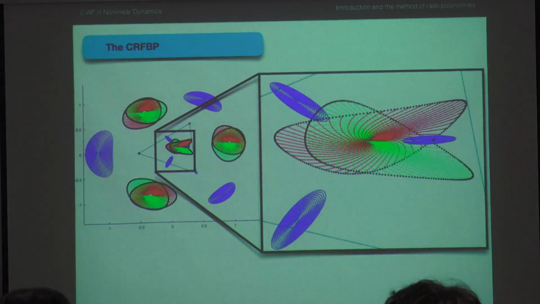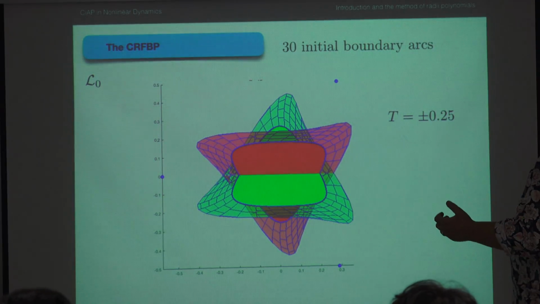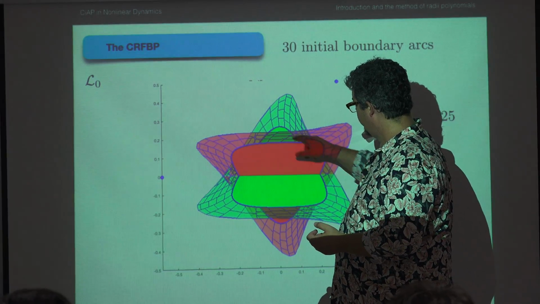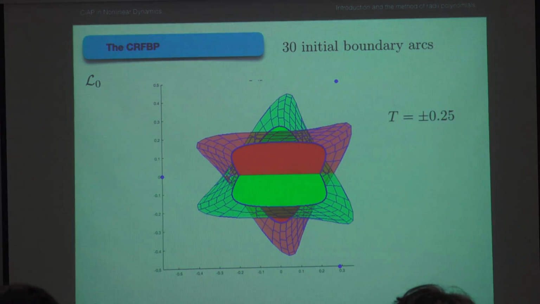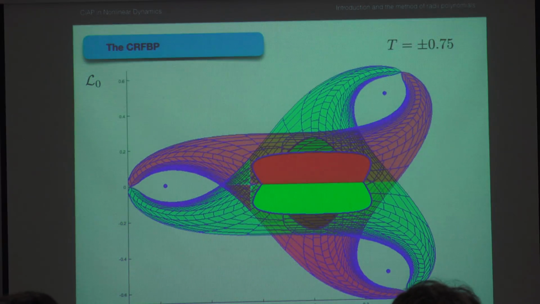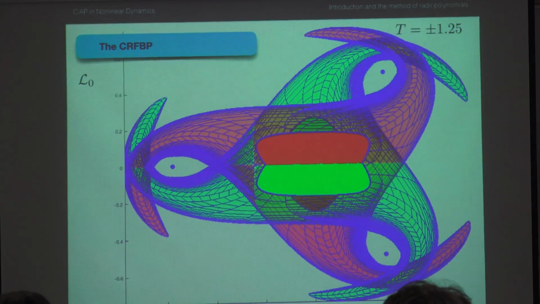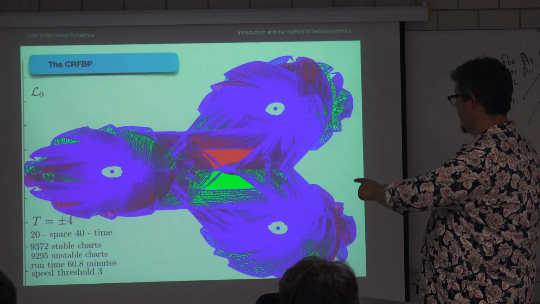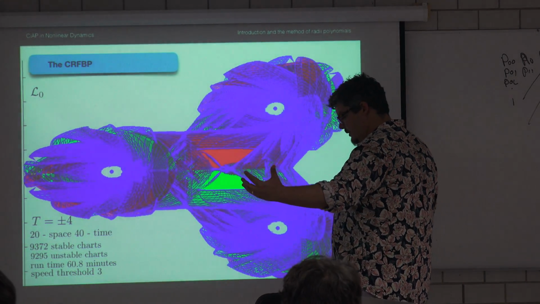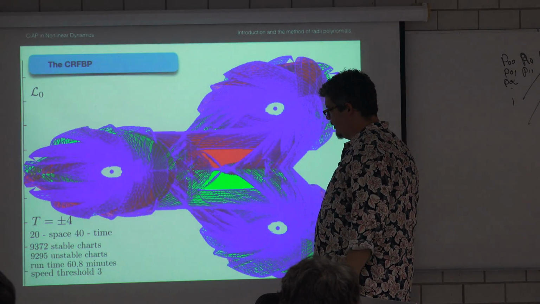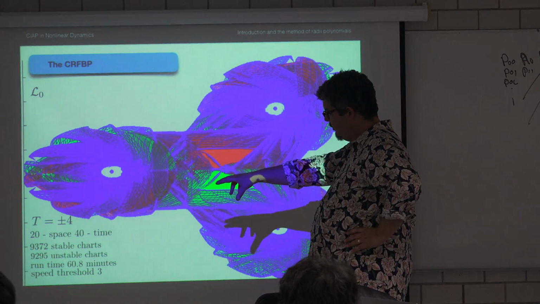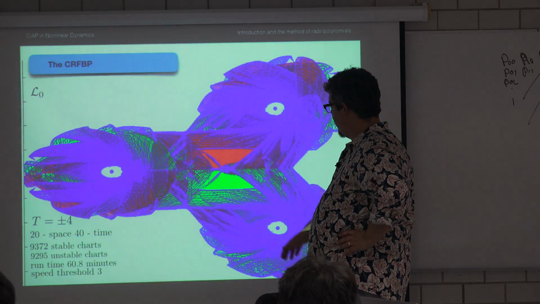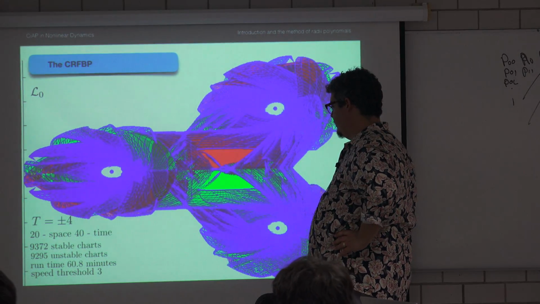Okay? So here's at L0. We took these parameterized local manifolds in the middle. We mesh the boundary into 30 arcs, and then we can propagate those arcs with this Taylor integrator. So there's time 0.25, 0.75, time 1, 1.25, and so on. So this is by time plus or minus, so +4 for the unstable manifold, -4 for the stable manifold. So each chart is order 20 in space, 40 in time, almost 10,000 stable charts, unstable charts. This took an hour to compute.